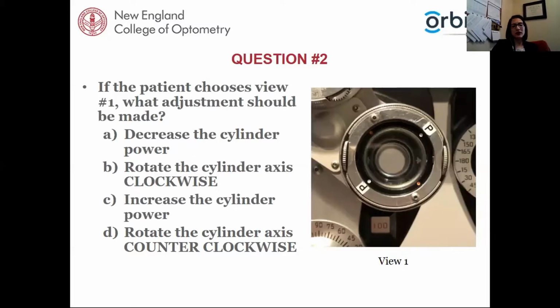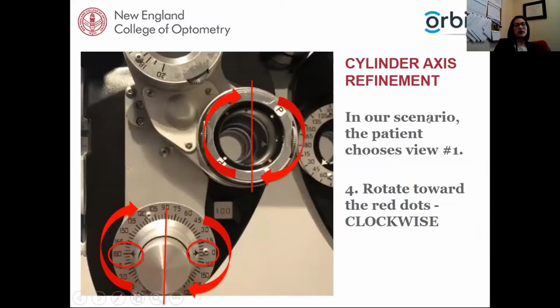Okay, excellent. So it looks like the majority of you answered that you would rotate the cylinder axis clockwise, and that is correct. So again, just for clarification, clockwise would be to the right. And I have some arrows showing you this. So in our scenario, the patient chose view 1, and that's what you see here. If you imagine that this is split in half, you see you have your red and white dot on this side, your red and white dot on this side, and you need to rotate the arrows in one direction or the other. You see your arrow here, the arrows, and it needs to either go clockwise or counterclockwise.